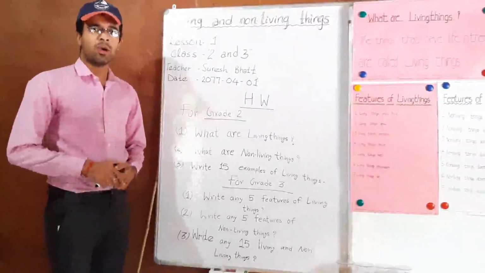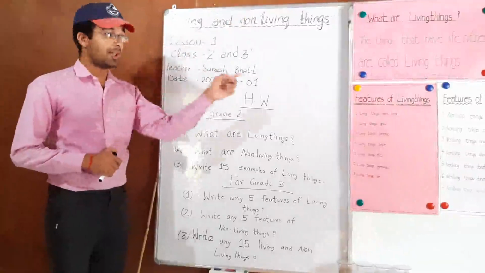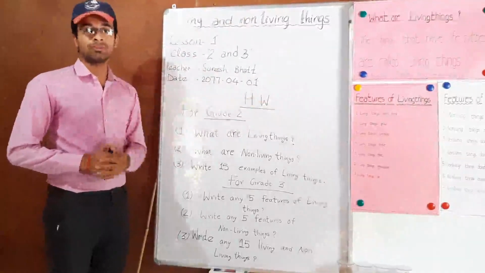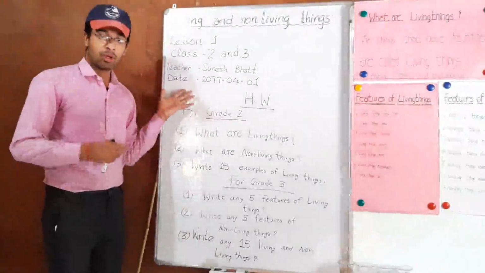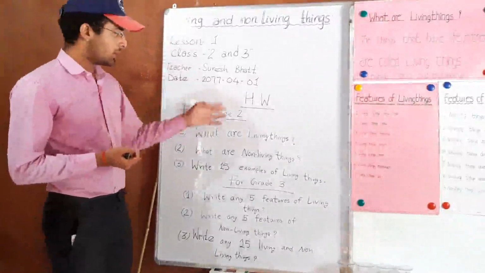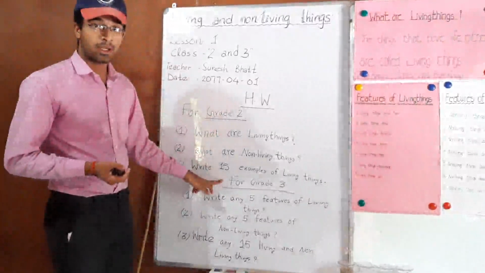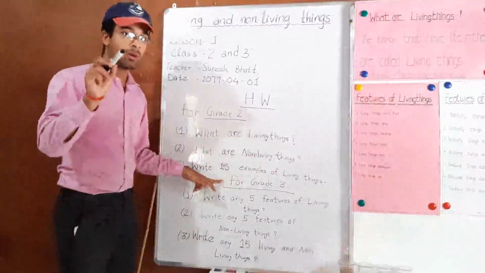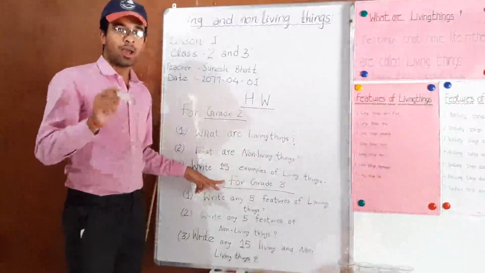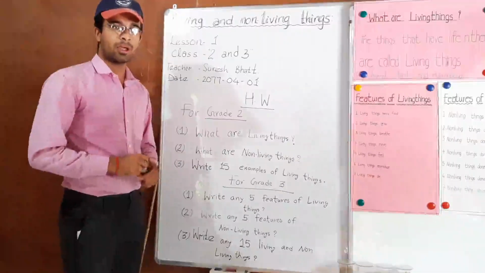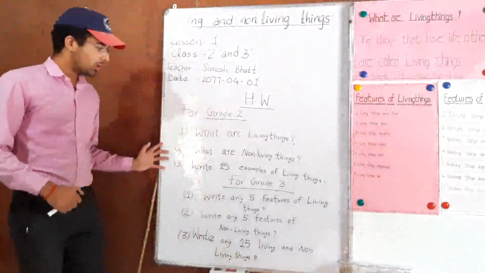Okay, in this chapter we learned about living and non-living things and their features which are shown on the board. Okay, now it's time for homework. Look on the board here. There is some homework for grade 2 and grade 3 separately. So students, you have to write your homework in a fair copy with neat and clean handwriting. I will check soon.